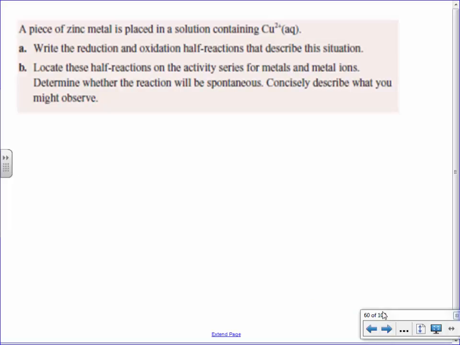So, okay, here's our example. Let's say you put some zinc into some copper 2+. Let's try to figure out what could happen. So what we're going to do is we're going to write the reduction and oxidation half reactions. We're then going to locate these on the activity series and figure out whether this reaction will happen spontaneously. So here's how this would look. First, we want to write the oxidation and reduction half reactions. Zinc metal would be zinc solid, and then copper 2+ would be written like this. What happens if we took some zinc and added it to copper 2+?